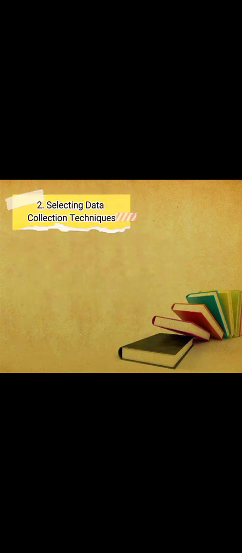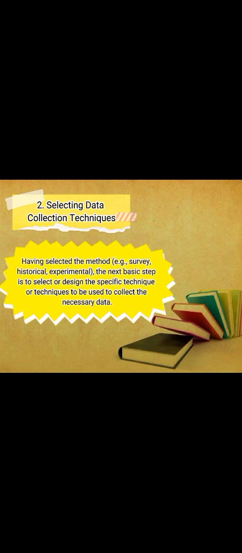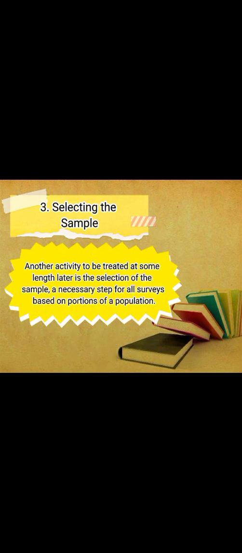2. Selecting data collection techniques. Having selected the method, e.g., survey, historical, experimental, the next basic step is to select or design the specific technique or techniques to be used to collect the necessary data. 3. Selecting the sample. Another activity to be treated at some length later is the selection of the sample, a necessary step for all surveys based on portions of a population. 4. Collecting the data. Having selected an appropriate data collection tool and the sample to which it will be applied, the next basic step is to collect the data.